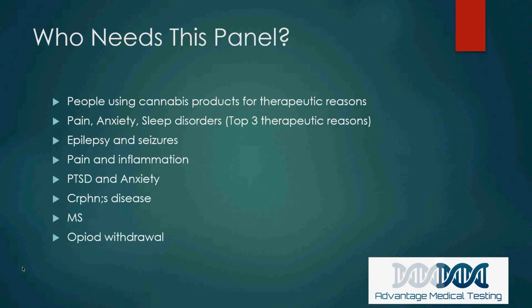But cannabis, or CBD, depending on what you want to call it, there are different types of the cannabis plant. Like I said, we're going to talk about that. It's also used for epilepsy and seizures, pain and inflammation, PTSD and anxiety, Crohn's disease, multiple sclerosis, and opioid withdrawal.